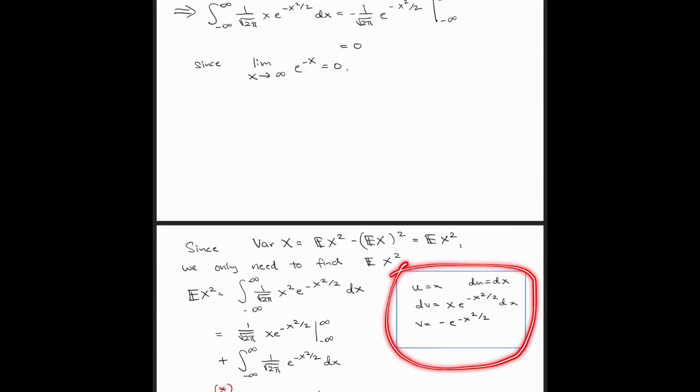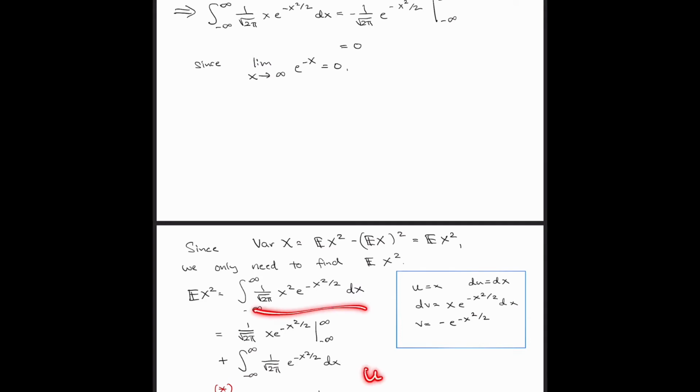So this is our integration by parts. We have that this integral is going to be uv minus the integral of v du. And our u is x, so we have x and e to the minus x squared over 2.